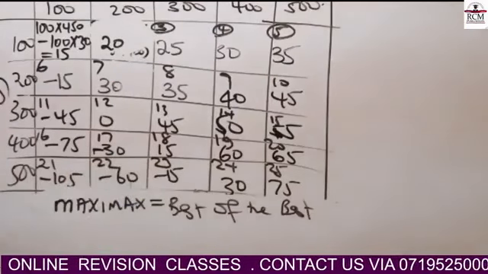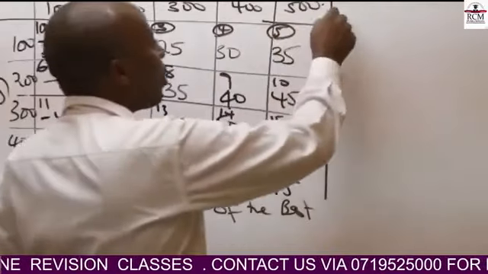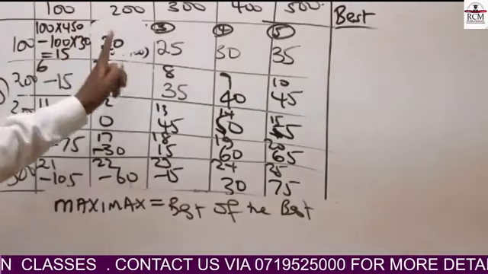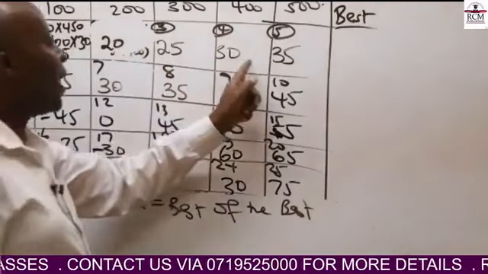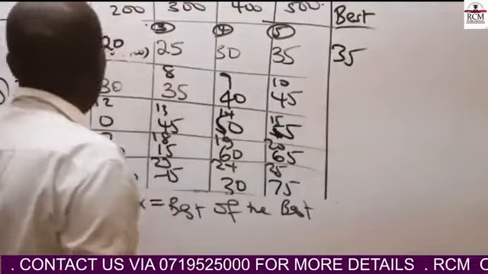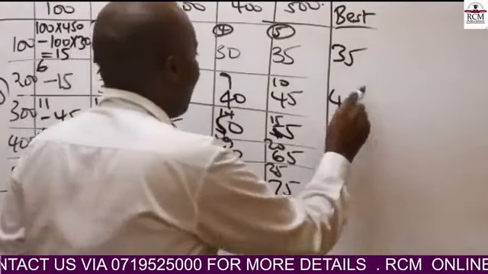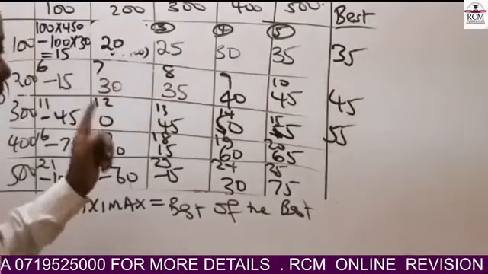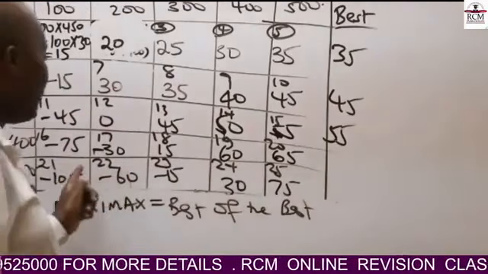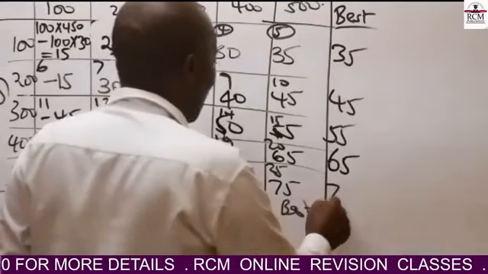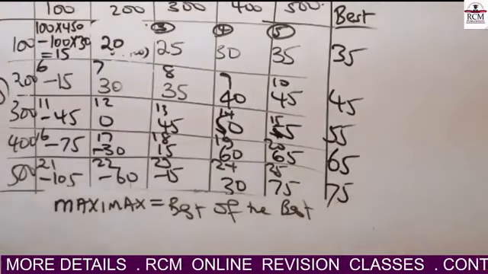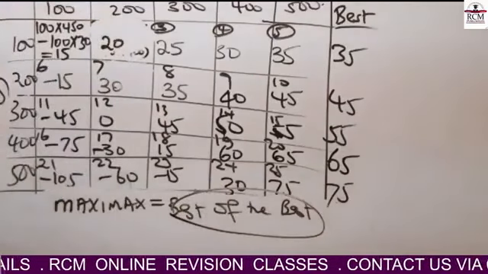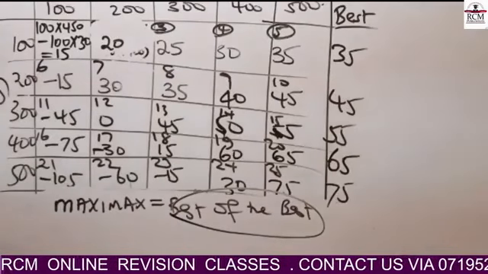What I'm supposed to do is to create a column here for best. The very best profit here is always the highest. For this particular supply, the very highest profit is 35. For the second one, the very highest is 45. For the third one, 55. I'm only picking the best for each scenario, for each supply, for each alternative. The very best is 65, and then we have 75. All those are best scenarios, but remember, they want me to give them best of the best.